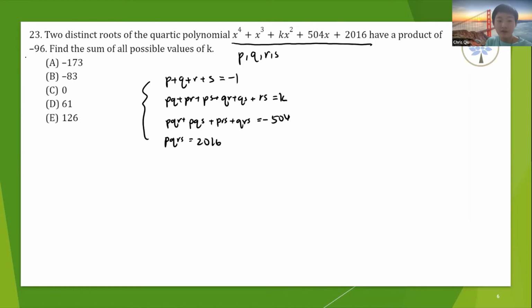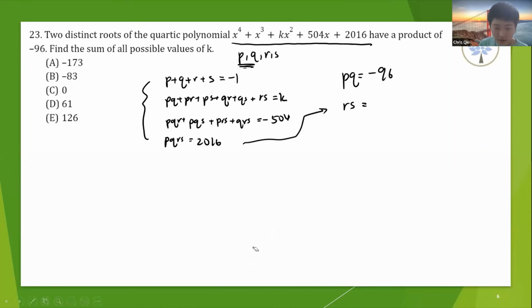We're told that two of these roots, let's say without loss of generality, are p and q, and that this product is equal to negative 96. We want to find the sum of all possible values of k. From pq = -96, first we can find rs, which is equal to 2016 over negative 96, which is negative 21.